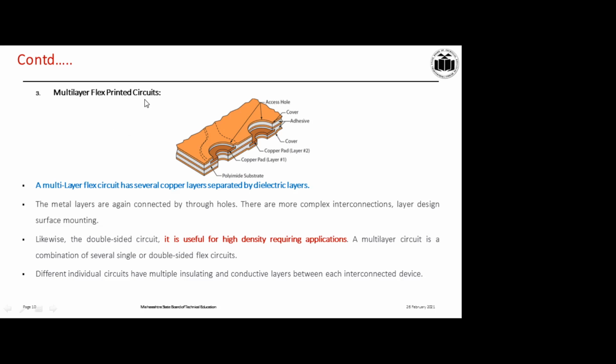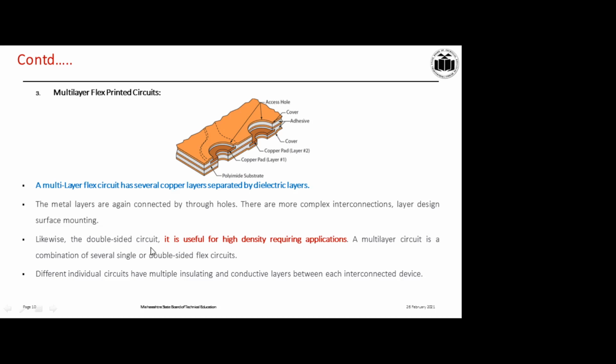In a multi-layer flex printed circuit, as the name itself indicates, you will find different conductor layers. These multi-layer flex circuits have several copper layers separated by dielectric layers. These metal layers are again connected by plated through holes, like in a double-sided circuit. In double-sided there are only two layers, whereas in multi-layer you will find more than two layers, connected through holes. These are basically used for very high density, but with very complex interconnections. The design is very complicated for surface mounting.